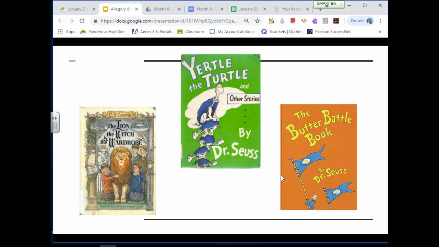Now, the Butter Battle Book. Anyone remember that one? Do you remember what happens in the Butter Battle Book? You ever read that one?